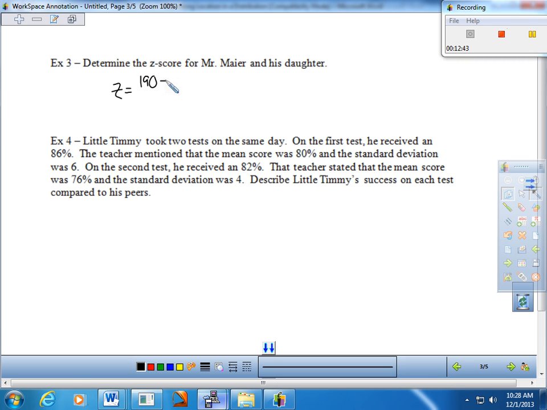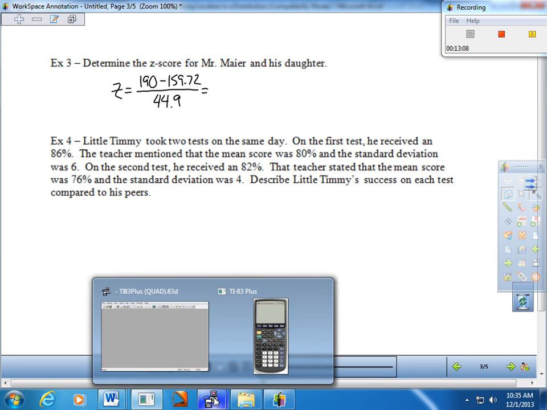What we're looking for is, what is that score relative to the mean? And in this case, let's take away the 159.72. And of course, divide by the standard deviation, which we got is about 44.9. And so this would give me my z-score. And watch the number we get here, and we'll see how my estimate was when I did this before, just thinking about it logically.